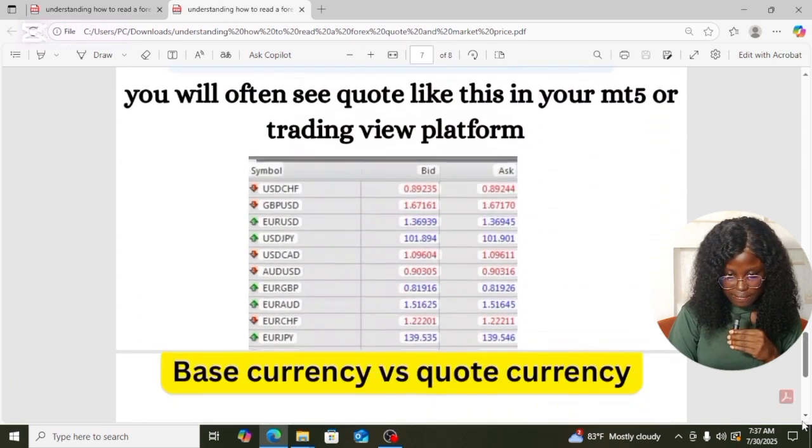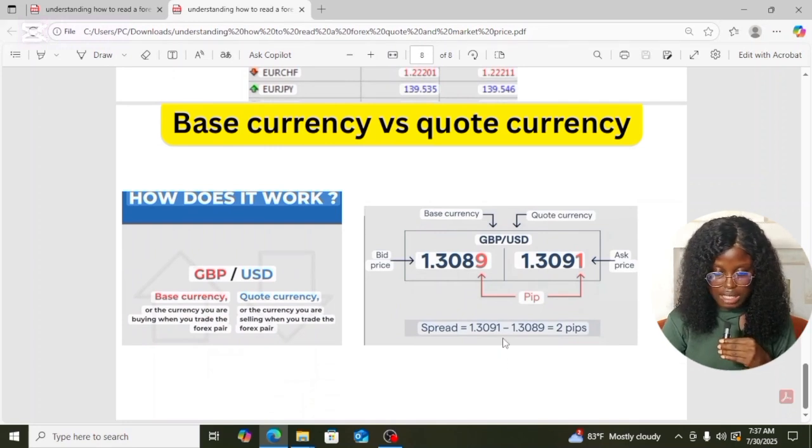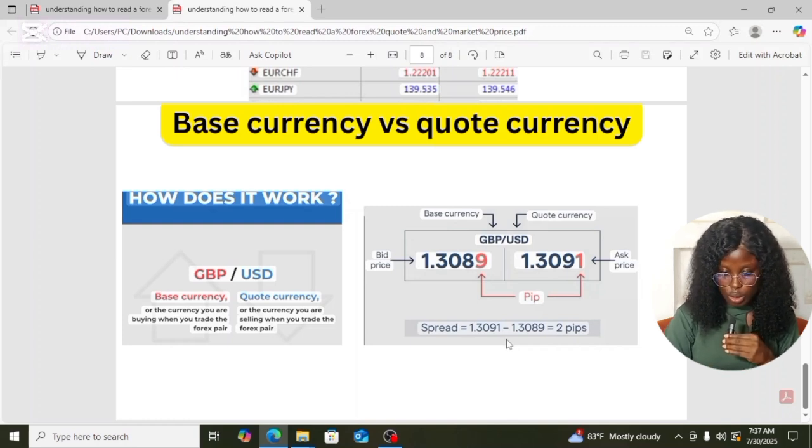So in today's video, we talked about ask price, bid price, forex quote, spread. In the next video, we're going to talk about what a pip is. I'm going to explain what leverage means in forex trading. We're going to talk about lot size.